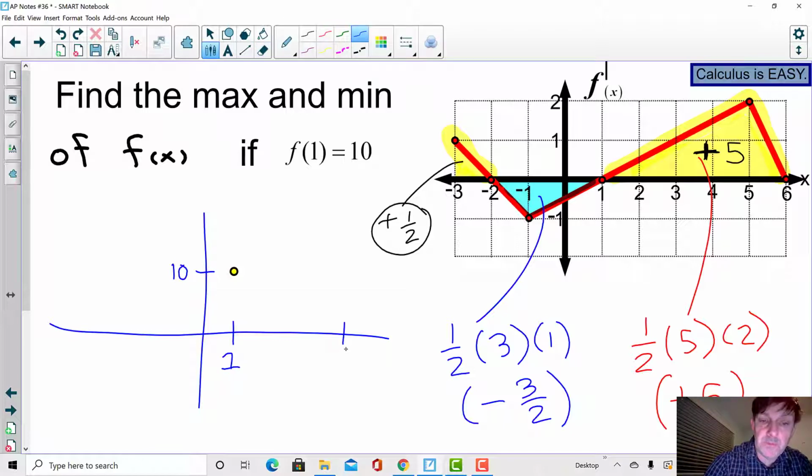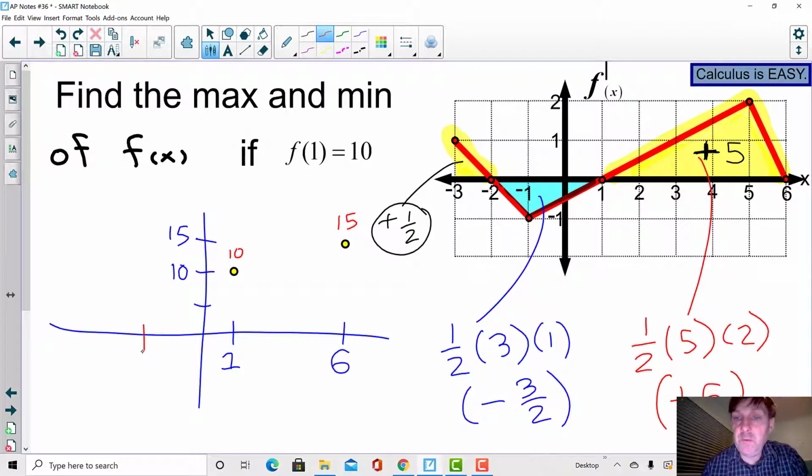So we're going to go ahead and plot those points. The only point we know about is when x is 1 and y is 10. So we're going to have to start there. We know that we go up 5 from x equals 1 to x equals 6. So that means x equals 6 is going to be at 15. So the height here is 15, and the height here is 10.